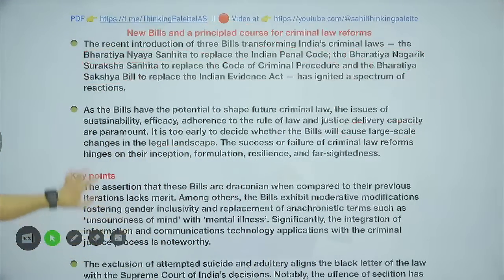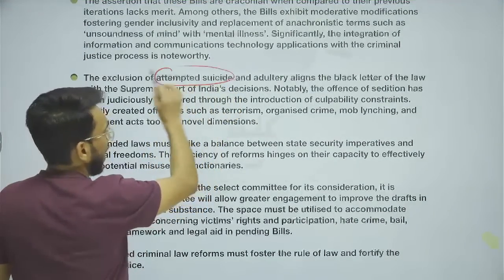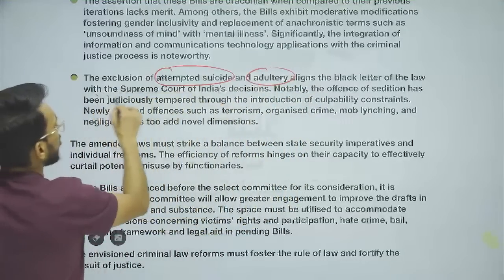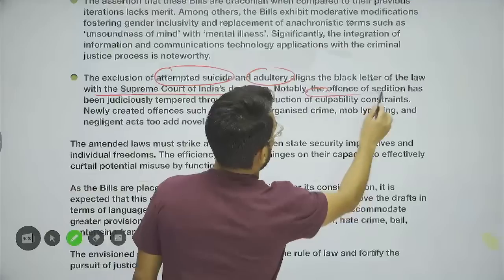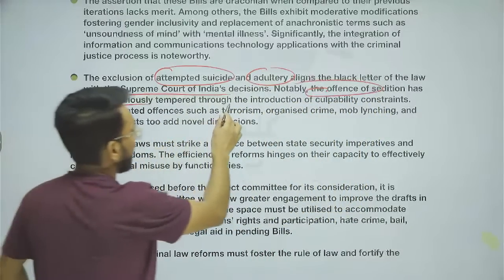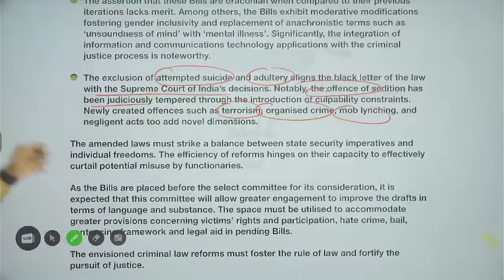For example, attempted suicide has been excluded. Earlier it was an offense, now it is not. Adultery has been excluded. Now all this goes in line with the Supreme Court of India's decision. Supreme Court of India has in the past provided that attempt to suicide should be decriminalized and adultery should be removed. Also, the offense of sedition has been removed. Okay, and even new offenses have been created, such as terrorism, organized crime, mob lynching, and even the death penalty has been proposed for mob lynchings.